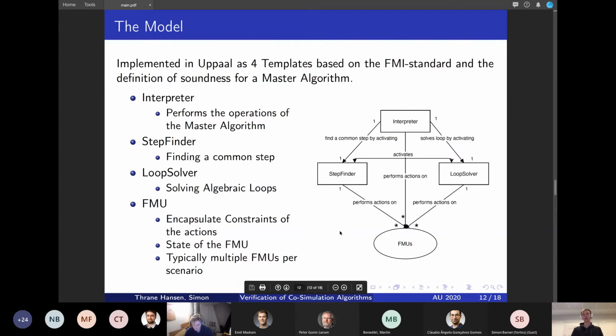And we have the FMU from the FMI standard, which basically encapsulates all these constraints that we talked about earlier. It also holds the symbolic state of the FMU. Just to note, there is one of each of these inside a simulation, but there will typically be multiple FMUs.